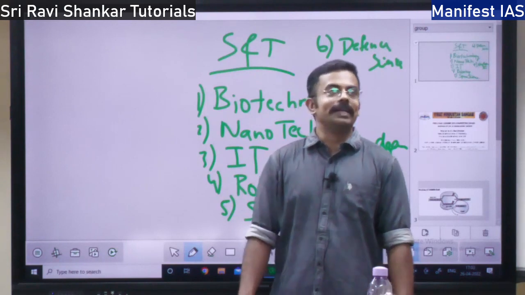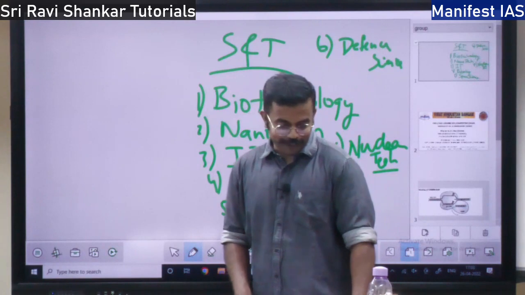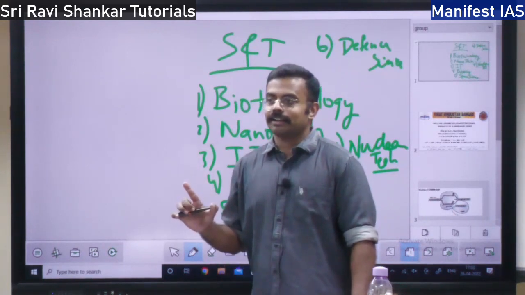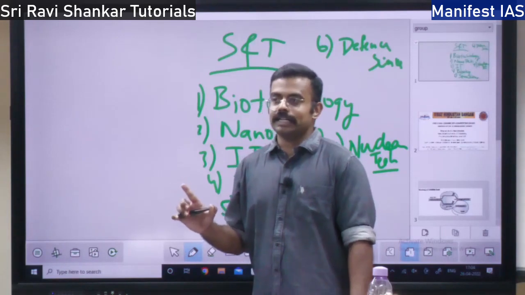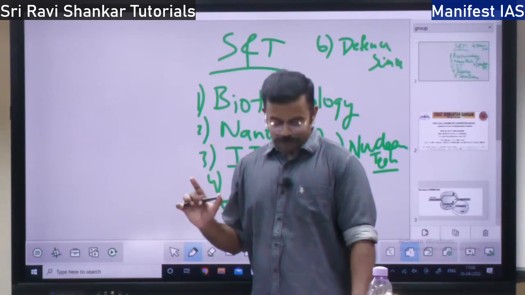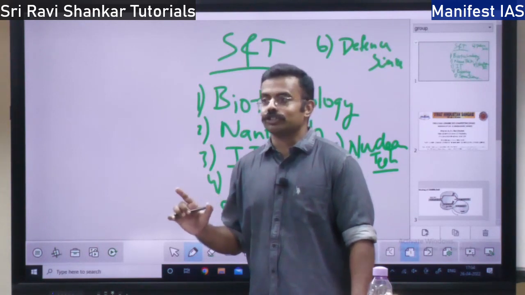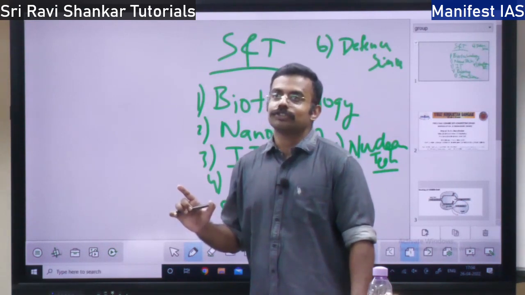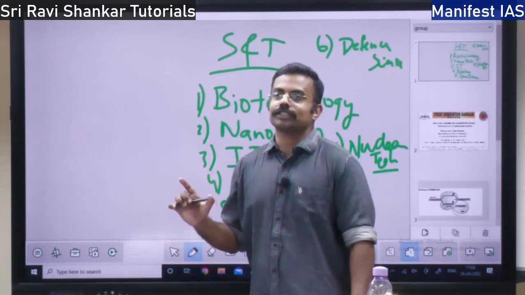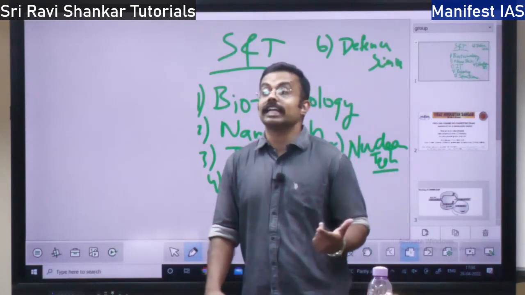How much is that? So 1 billion is how much? I also forgot. See, 1 million is 10 lakh, right? 1 billion is 10 crores. So 1 trillion is how much? 10,000 crores. 1 trillion is 10,000 crores. So 30 trillion is 30,000 crores times 10, that is 3 lakh crores. So the human body has 3 lakh crores of cells.